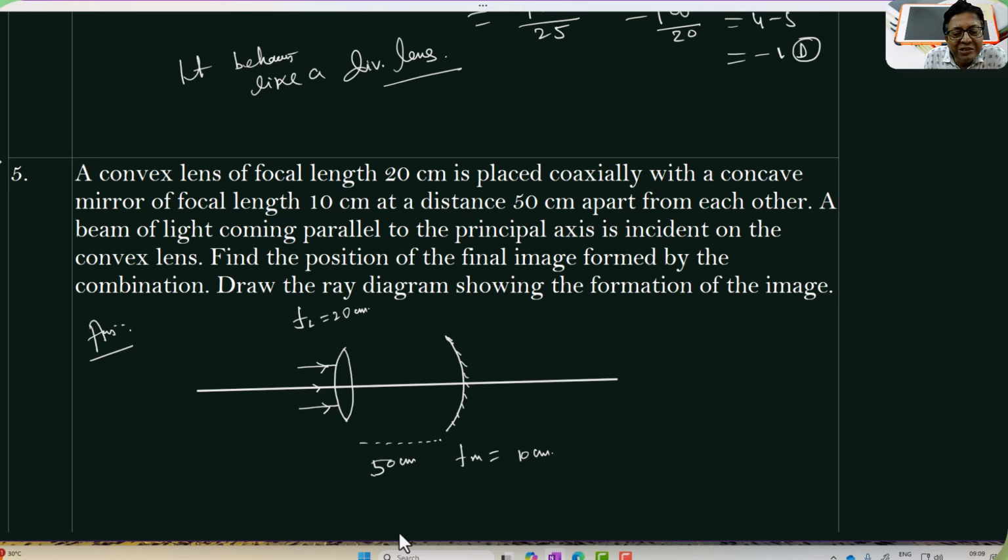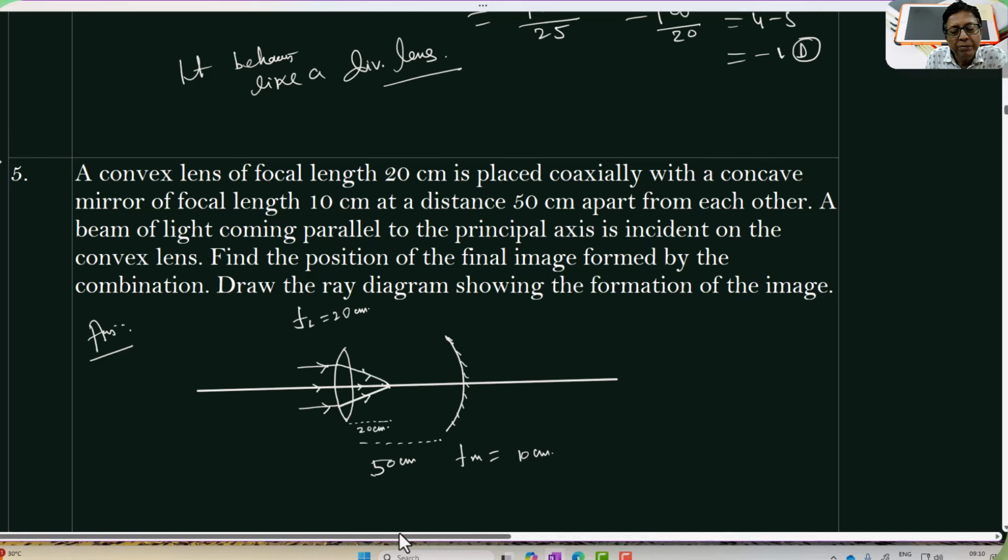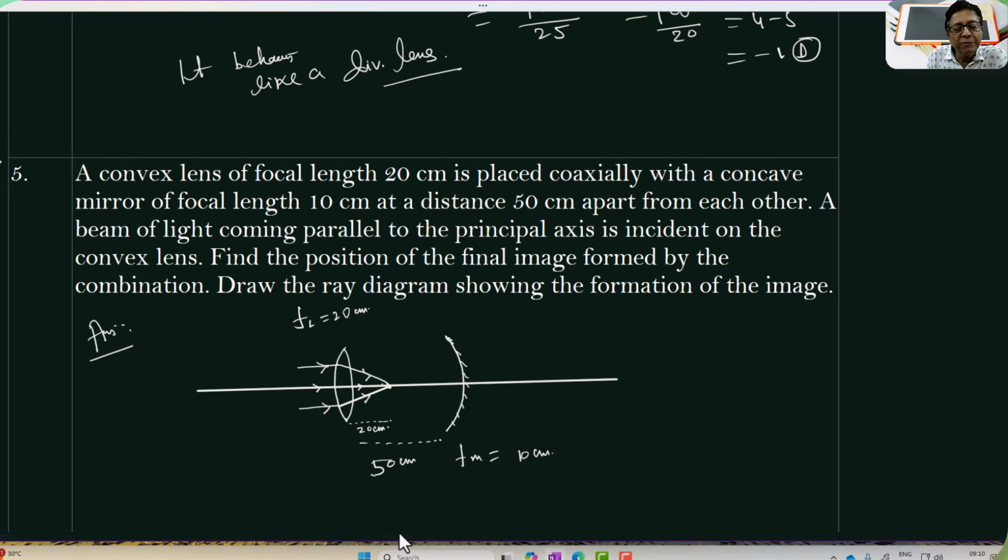So this is a converging lens. It must meet at the focus of the lens. Means they will meet at a distance of 20 cm. This is the converging one. They meet at this point, which is the focal length of the first one. Take this one as the image.